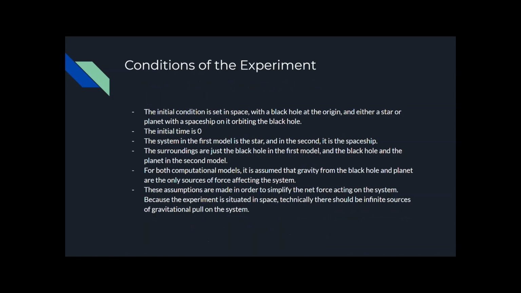Conditions of the experiment. The initial condition is set in space with a black hole at the origin and either a star or a planet with a spaceship on it orbiting the black hole. The initial time is 0, and the system is the first model. In the first model the system is the star, and in the second it is the spaceship.